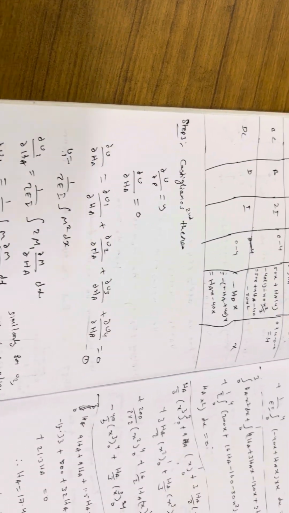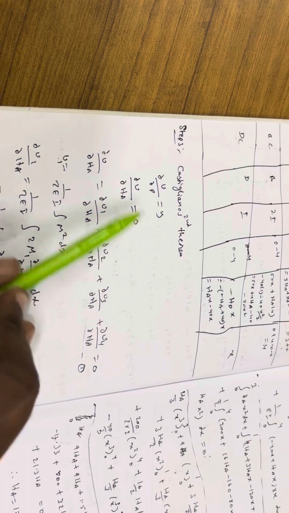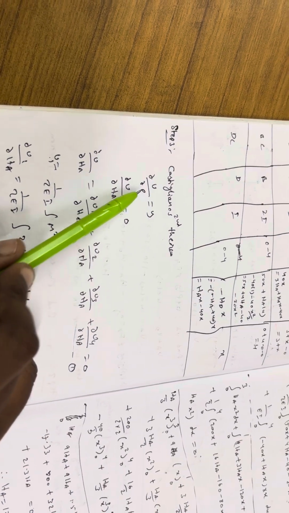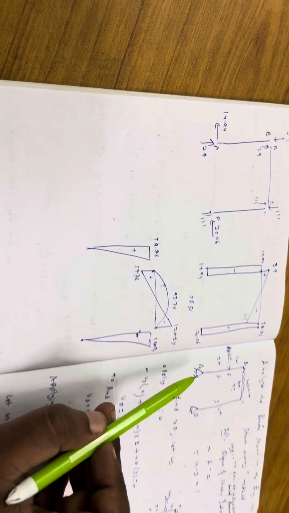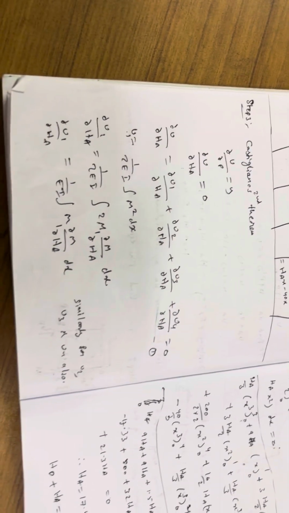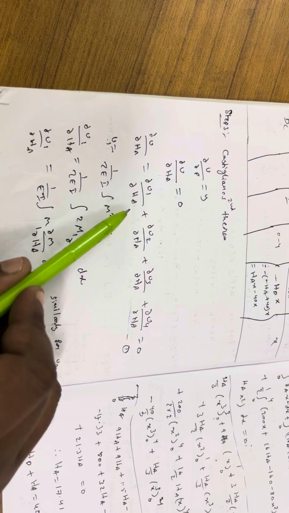Okay, step 3 is Castigliano's second theorem, applying the theorem. So we know that dou U by dou P equal to Y and dou U by dou HA, because HA is chosen as redundant here, equal to 0. Because at A, as there is a hinge support, there is no deflection at A. Okay, so deflection is 0, so Y is 0. Now, how many spans we have here?